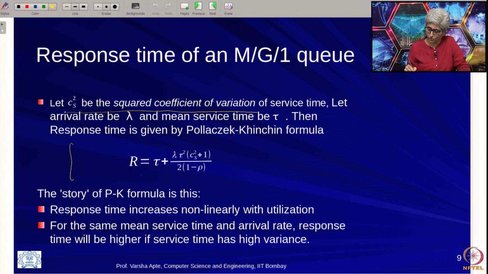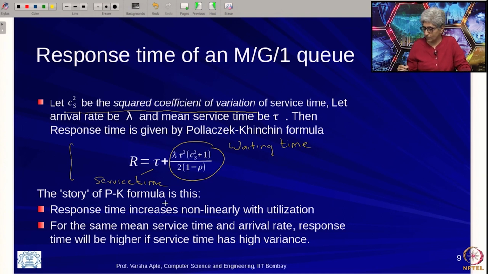So, response time is equal to, of course, we have the service time component there, the tau, which is the service time, and this is basically the waiting time. Okay. So, it is lambda tau squared in brackets C s squared plus 1, divided by 2 multiplied by 1 minus rho. So, what does this formula say? When you see a formula, you should always try to understand the story that the formula says. The story of this formula, which is, by the way, sometimes just called the PK formula instead of Pollaczek-Khinchin. Okay. So, the PK formula, what is it telling you?